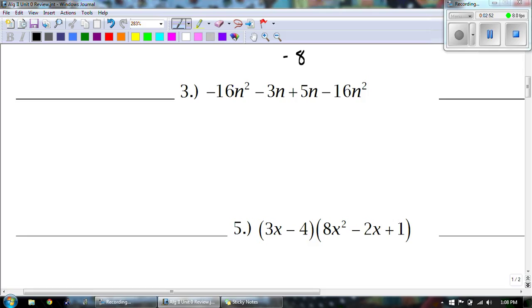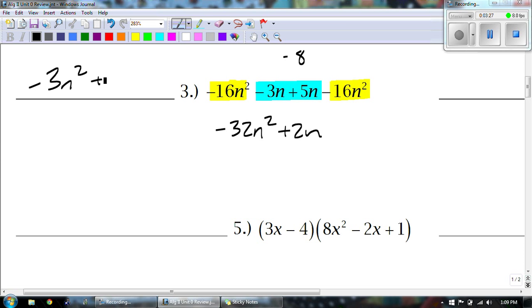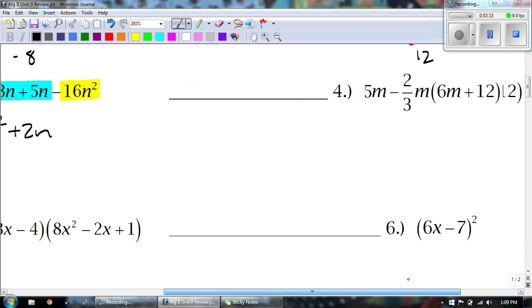So there's no equal sign, so we don't have to solve. So we just need to combine like terms. So as I'm combining like terms, I'm looking for the highest exponent first, so I can put it in standard form. And those do not cancel. -16 minus 16 is -32. Combine the coefficients, the variables stay the same. And then -3 plus 5 would be a +2n. And since I can't do anything else, that's my final answer, -32n plus 2n.